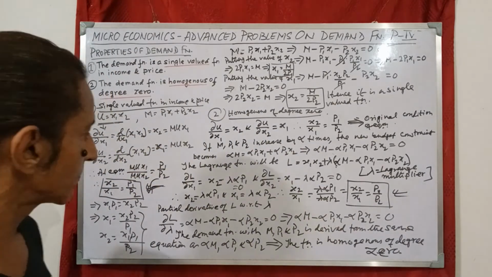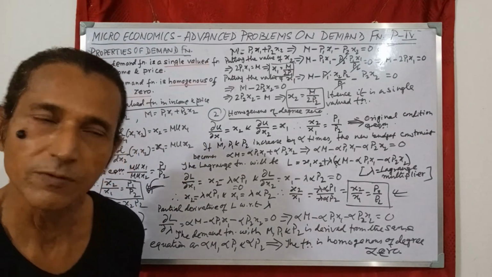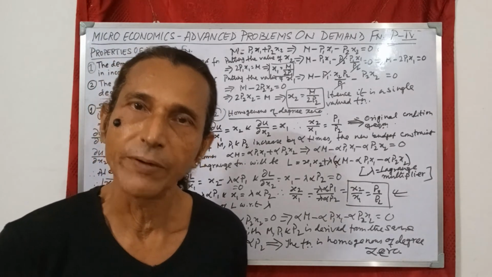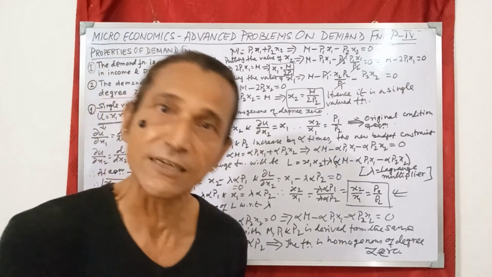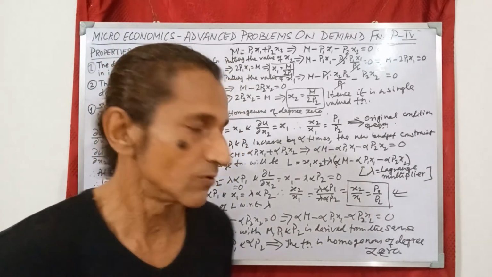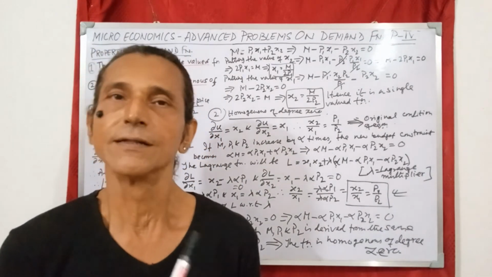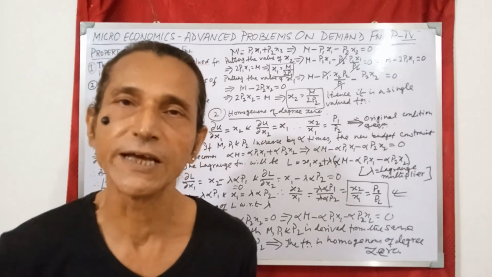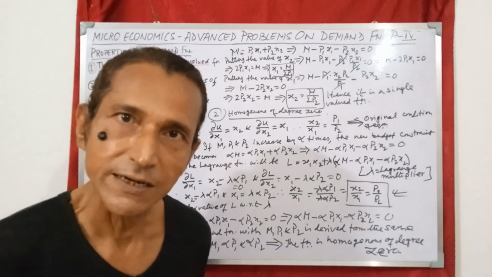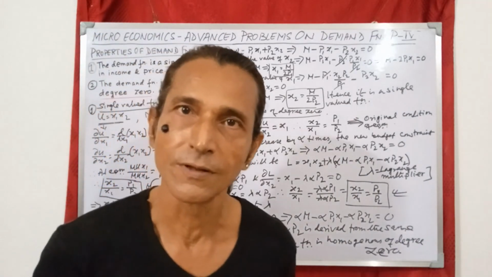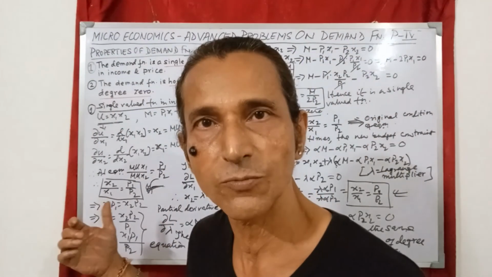So it proves that the demand function with the set of prices and income M, P1 and P2 is derived from the same equation as the set of income and prices, which are alpha M, alpha P1 and alpha P2. This means there is absolutely no change in quantity purchased by the consumer. That is, the demand function is homogeneous of degree 0, right? So I hope it is well understood by you.